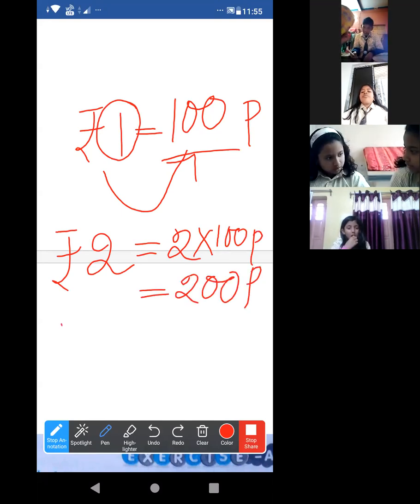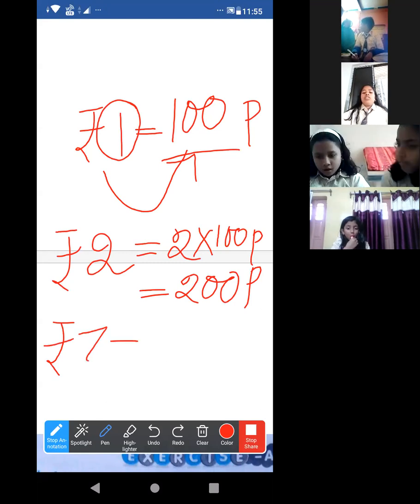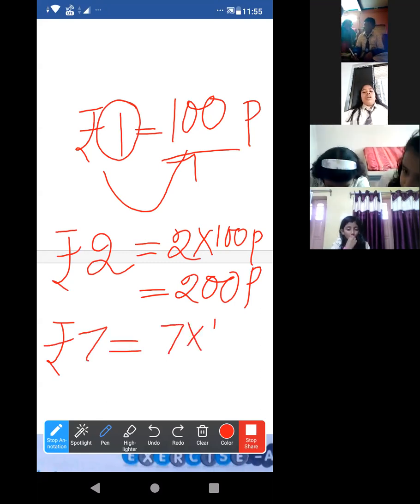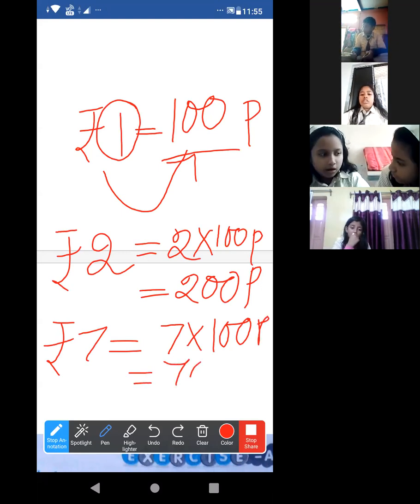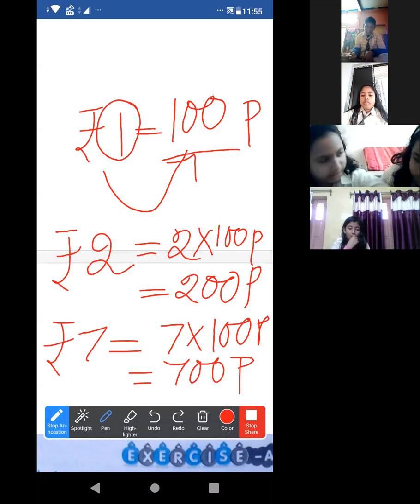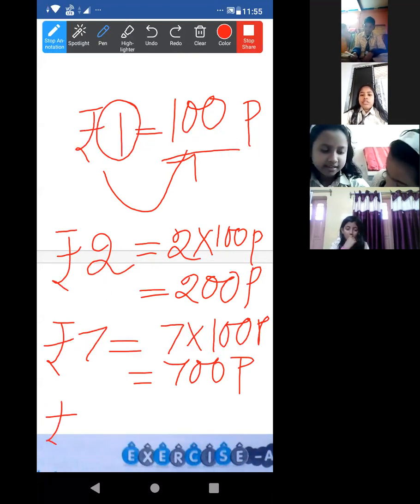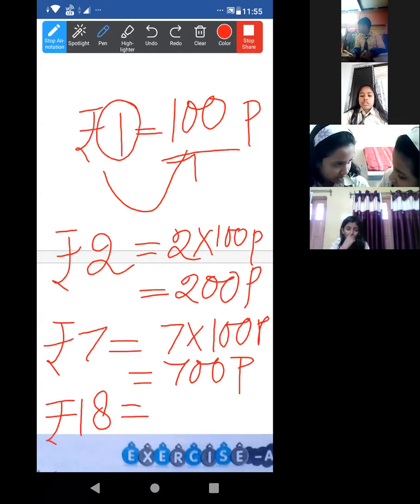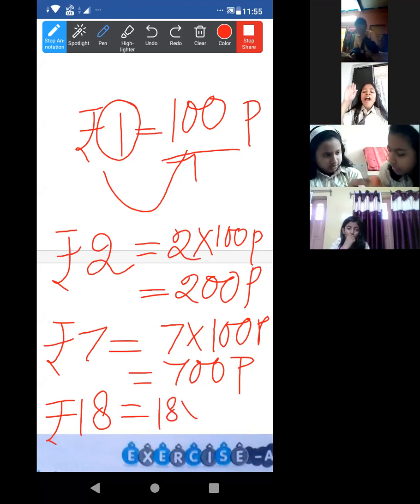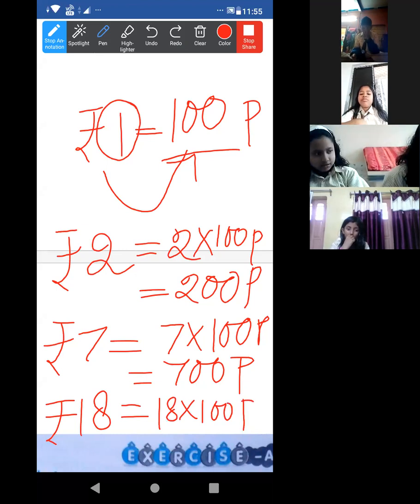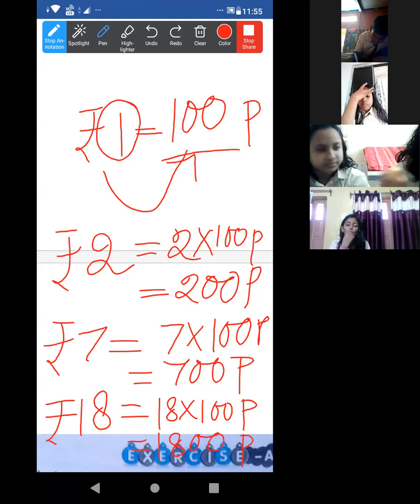Suppose 7 rupees. Then 7 multiplied by 100 paise, that means 700 paise. This one clear? Suppose I am telling you 18 rupees. Then say this, 18 multiplied by 100 paise. Then 1800 paise. Yes. This one is clear to everybody.